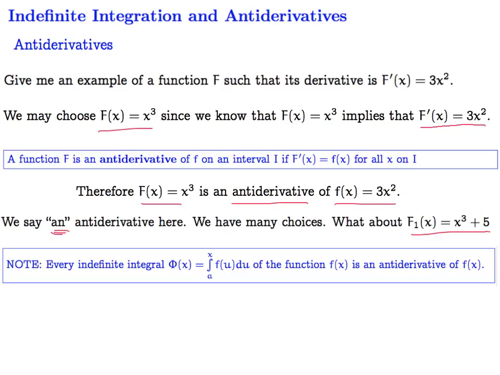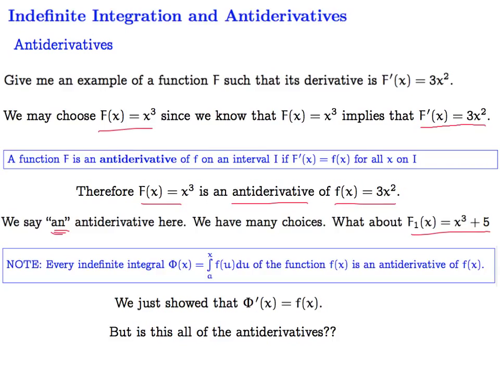So how this connects to the stuff we did before is that every indefinite integral of the function f of x is an antiderivative of f of x. That's what the theorem we just talked about tells us. In that previous theorem, we just showed that phi prime of x equals f of x, which means it is an antiderivative of f of x.